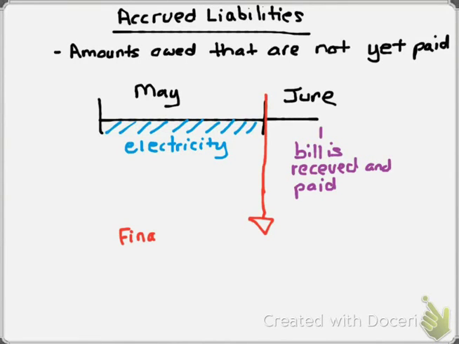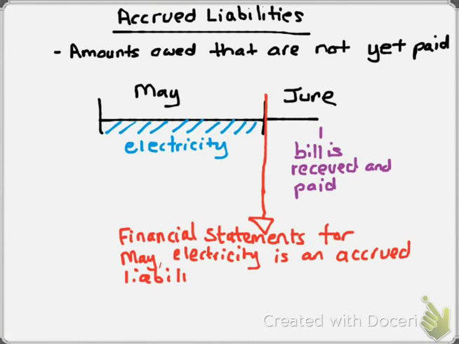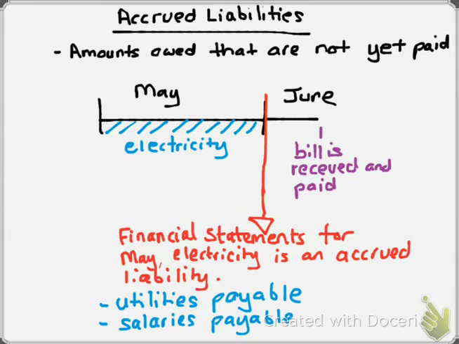But when we report our financial statements for the month of May, we have not received our electric bill. So we're going to show this electricity as an accrued liability when we report our May financial statements. You're typically going to report it as utilities payable. In your homework examples, the more common type of accrued liability that you will see is going to be salaries payable. This would represent the amount of expenses that we owe to our employees who have worked for us, but we have not paid them till the following accounting reporting period.